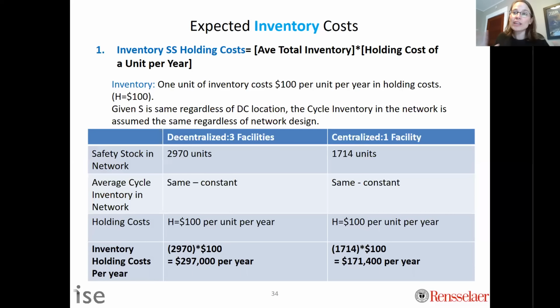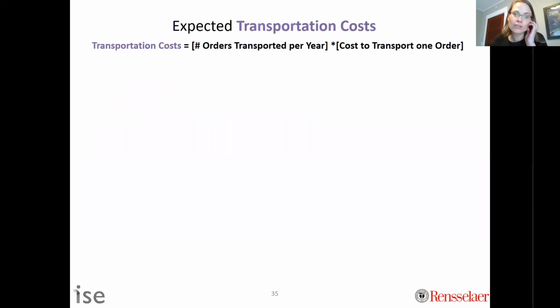Okay, so if we only cared about inventory, we'd say we want a centralized system. But inventory is not the whole problem. We also need to consider transportation. So if you look at the expected transportation cost, remember that's the number of orders transported per year times the cost to transport one order.